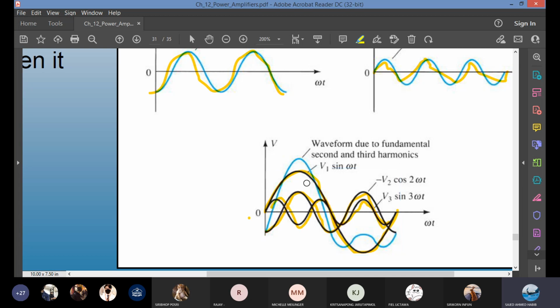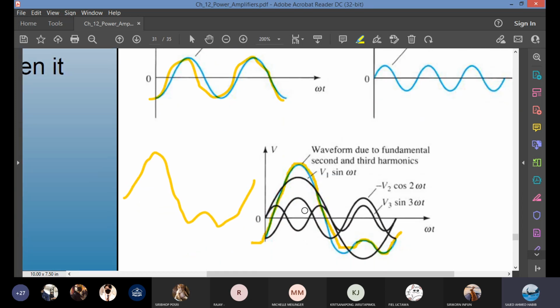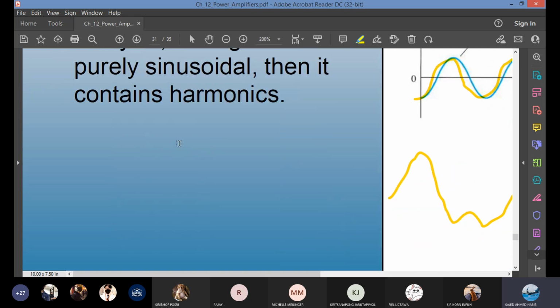When you do all the addition, when you add everything, it does not look like a sine wave anymore. It looks like this. And then at this point, you see what's happening. This yellow one that I drew looks like this. Your output waveform is no longer a sine wave, which you are expecting. This is called harmonic distortion.